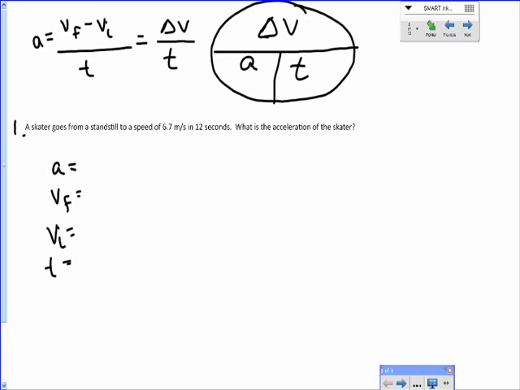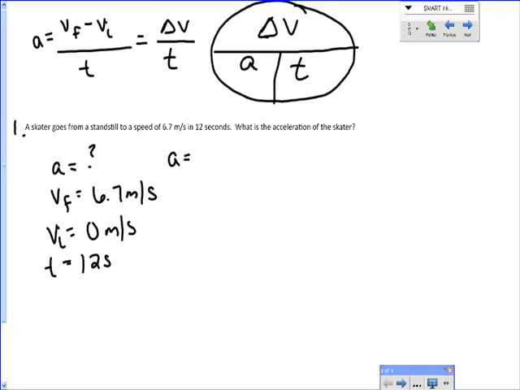Now, let's read this again. A skater goes from a standstill to a speed of 6.7 meters per second. It says to a speed of 6.7 meters per second, so I know that that's my final because it says they go to that speed. So what was my initial velocity? Right here it says that they went from a standstill, so that means 0 meters per second. They were still before they sped up. And they did it in 12 seconds. And then it says, what is the acceleration? So that means we are trying to find acceleration, so it's going to have a question mark.